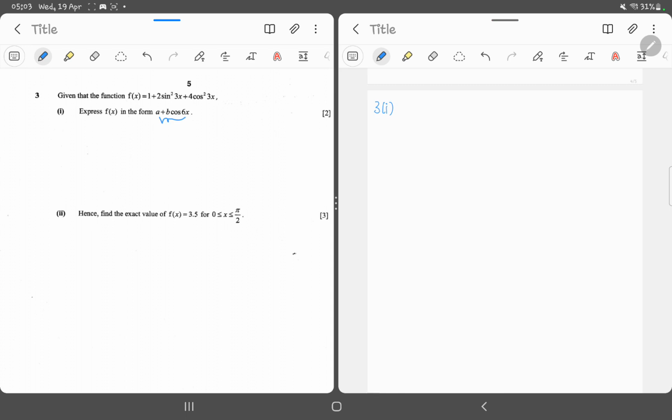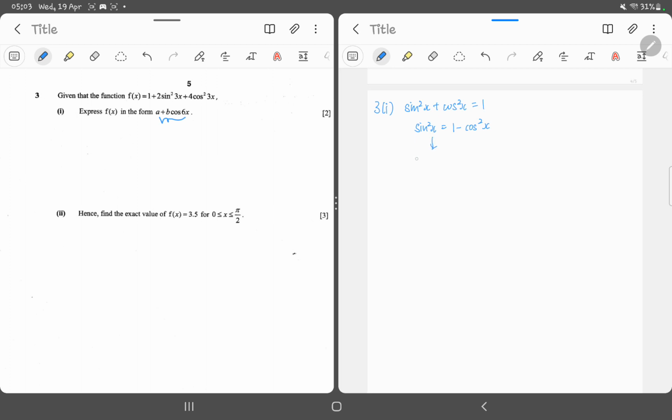So let's try a few ways. Here we know one identity, that is sine square x plus cosine square x equals 1, right? So what I'm going to do is bring the cosine square x over to the right hand side. So sine square x equals 1 minus cosine square x. Now I want you to remember this.